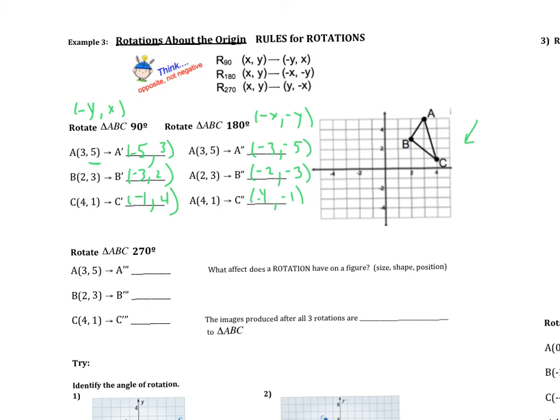The last one is 270 degrees. In this situation, the Y becomes the X, but it remains positive. My X becomes the Y, and it becomes negative. So Y is 5. The 3, the opposite of X, which is 3, is negative 3. For B, Y is 3, which becomes our X. The opposite of 2 is negative 2. C, the Y is 1. The opposite of 4 is negative 4. And that becomes my new coordinates.